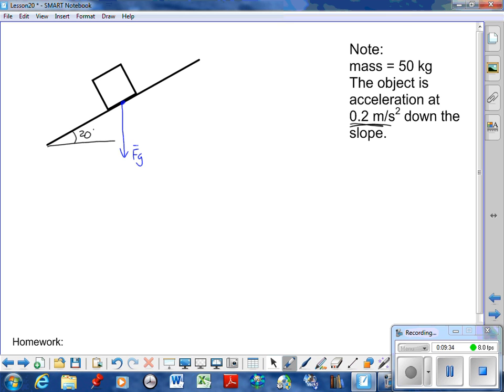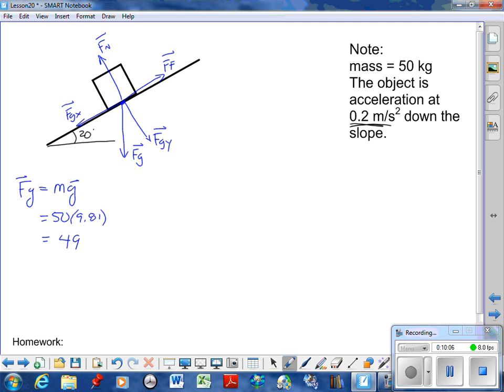So first thing we do is we want to draw in all our vectors. So force due to gravity, Fgy, Fgx, F normal, and force due to friction. So we start with our force due to gravity because most of our formulas stem from that, and that's mass times gravity. So 50 times 9.81, oops, we get 490.5 newtons. So there's your Fg.